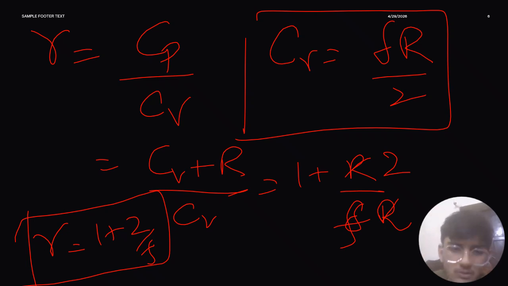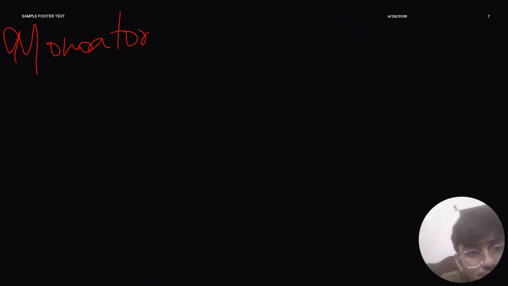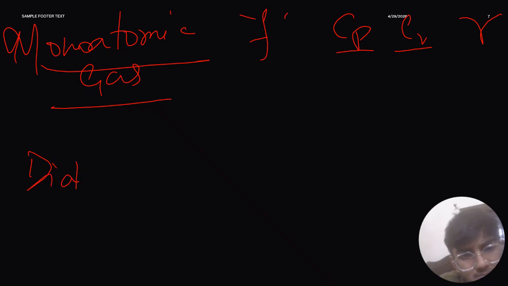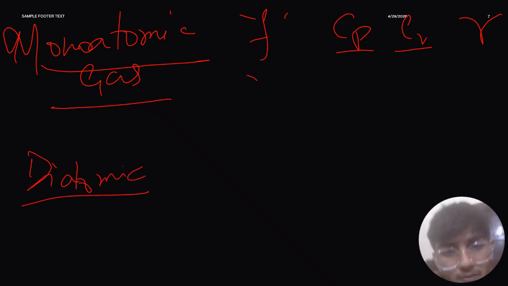Now, Cv and Cp we have discussed. Next, the degree of freedom. For a monoatomic gas we have the degree of freedom, Cp, Cv, and gamma. For a diatomic gas it is a different case. For a triatomic gas, we will discuss on the next page. For monoatomic, remember the degree of freedom is 3.